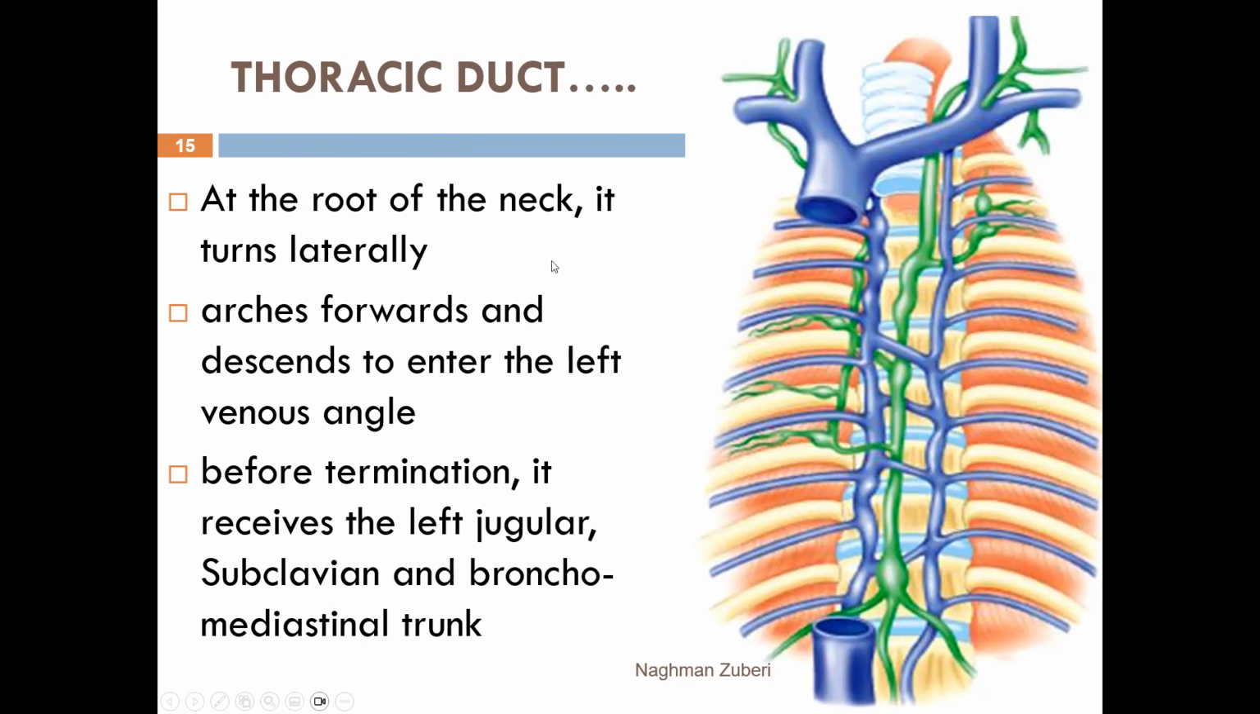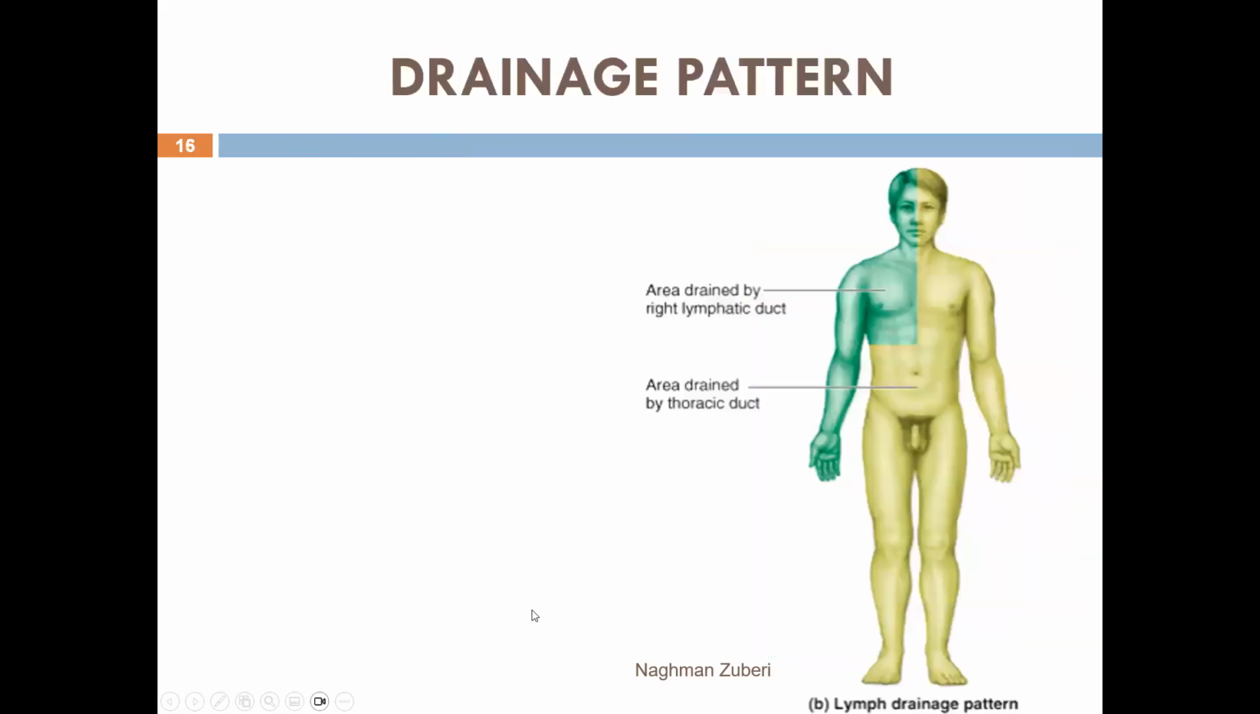At the root of the neck, it turns laterally, like this, arches forwards and descends to enter the left venous angle here. Before termination, it receives the left jugular, subclavian, and bronchomediastinal trunks.